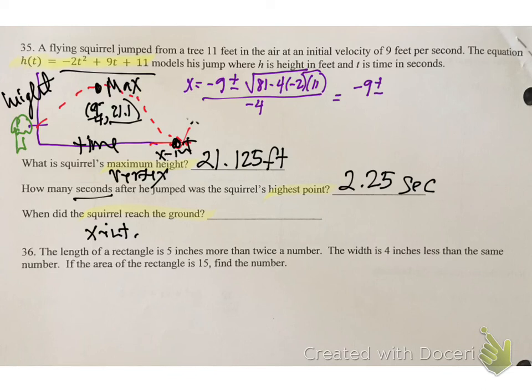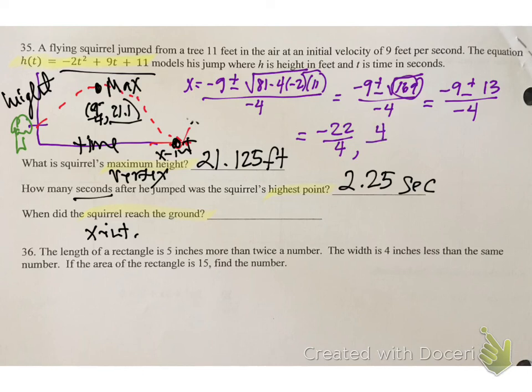You end up getting, let's see, 169 over negative 4. The square root of 169 is 13. So 13 over negative 4. So I do negative 9 minus 13. So you end up getting negative 22 over 4. And negative 9 plus 13 would be a positive 4 over negative 4.